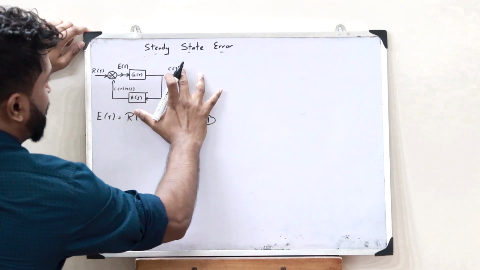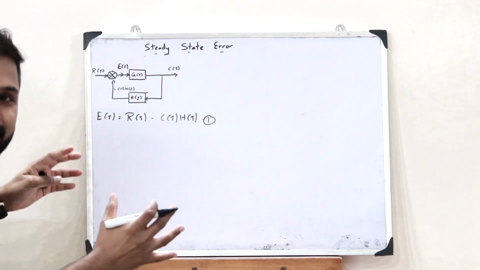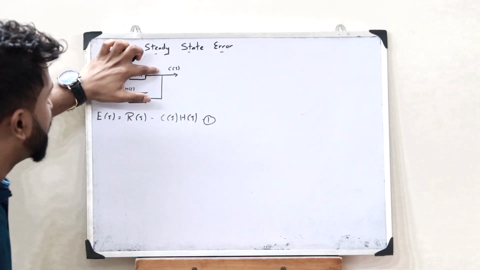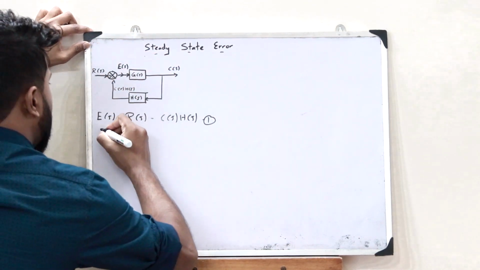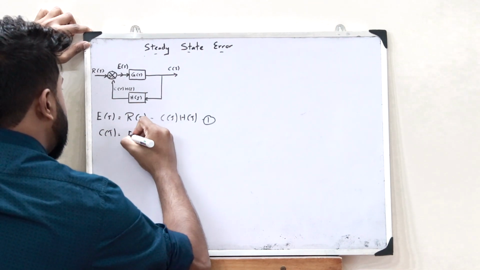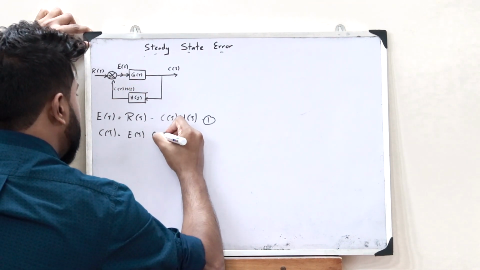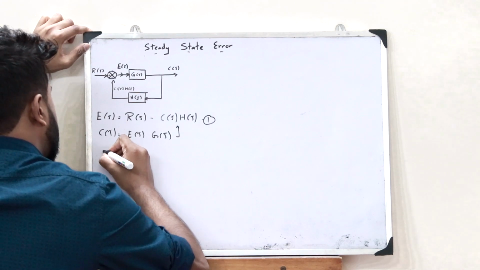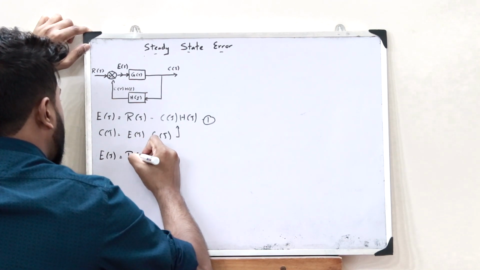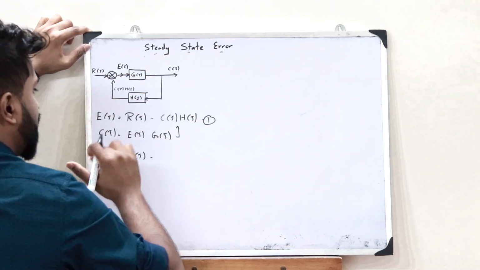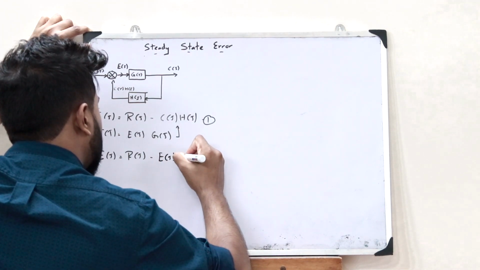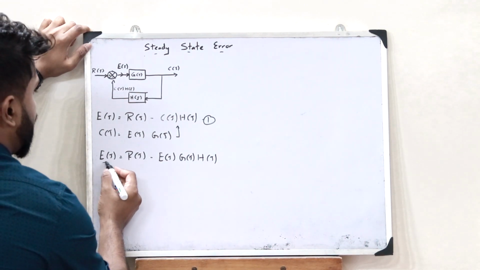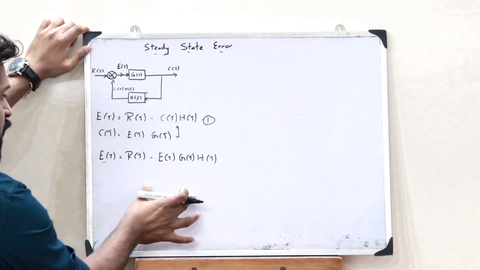But here we can observe that this C of S is simply the multiplication of E of S into G of S. That is, when E of S is multiplied by G of S, we get C of S. So C of S is equal to E of S multiplied by G of S. Let us now substitute this in the equation. We get E of S is equal to R of S minus E of S into G of S, whole multiplied by H of S. Here we have two E of S terms, so let us take this term towards the left hand side.